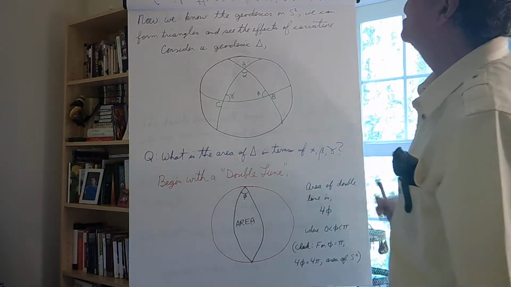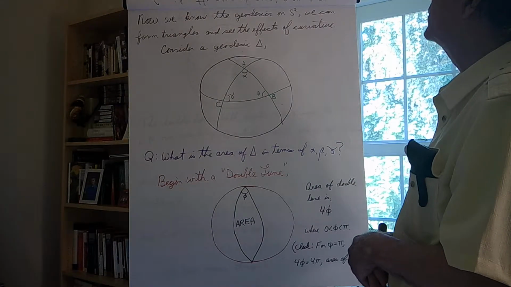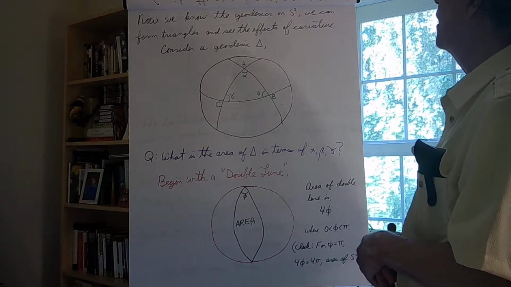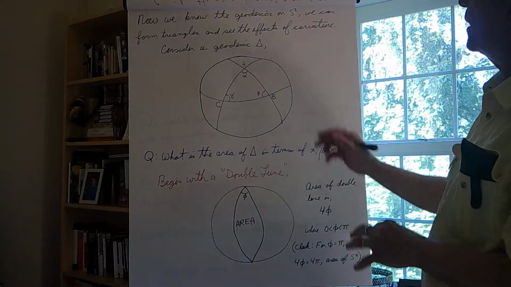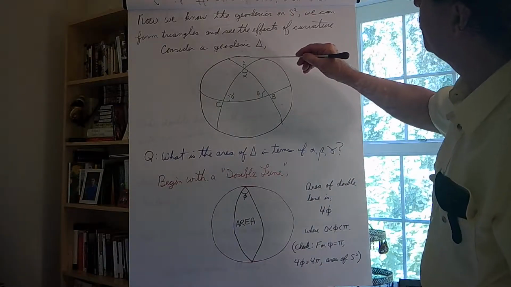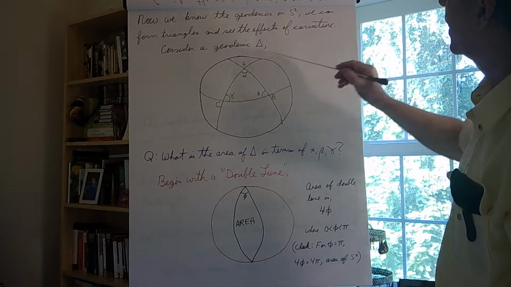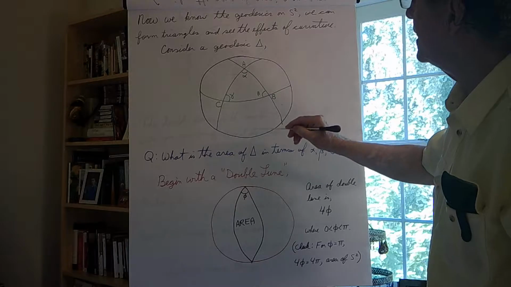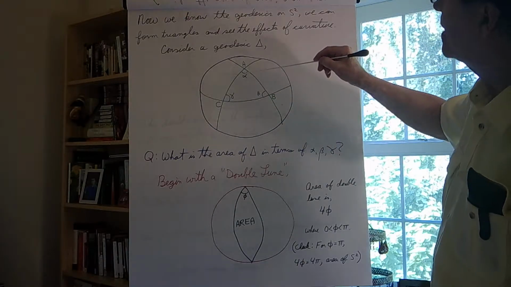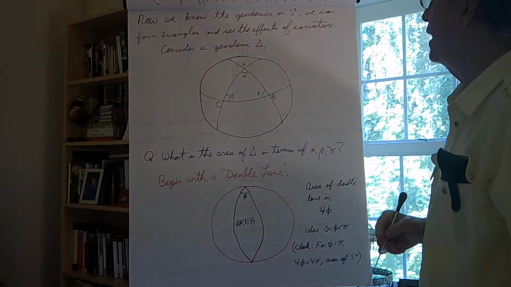Okay. So now that we know the geodesics on the sphere, we can form triangles and see the effects of curvature on the geometry of triangles. So here's a triangle on the sphere. I have three geodesics, one that goes through points A and B, one that goes through points A and C, and one that goes through points C and B. And I label the angles alpha, beta, and gamma in just that way.